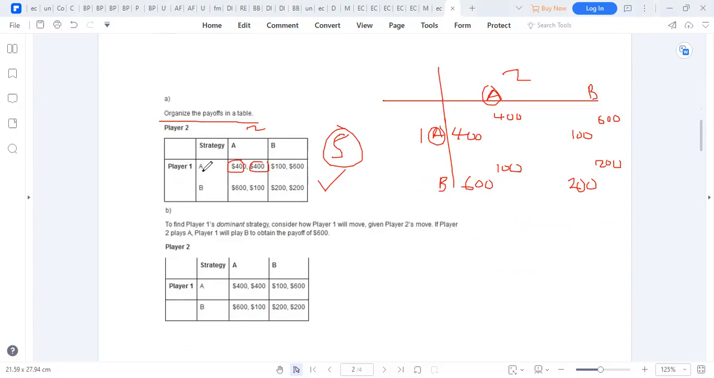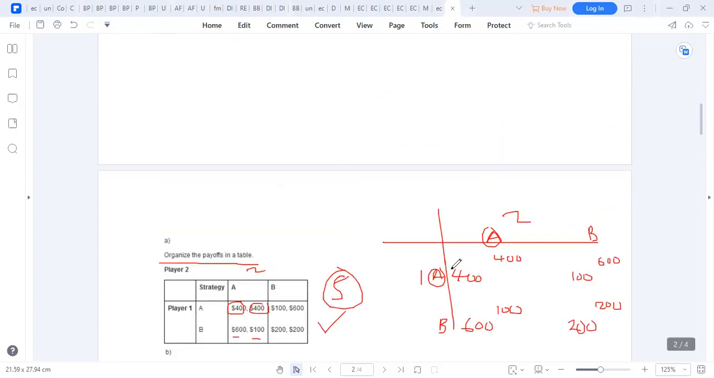Player 1 chooses strategy A, player 2 chooses strategy A, they make 400, 400. If player 1 chooses strategy B and player 2 chooses strategy A, player 1 will make 600, player 2 will make 100. If player 1 chooses strategy A and player 2 strategy B, player 1 will make 100, player 2 will make 600. If both choose strategy B, they'll make 200 each. This is the table in the normal form. Is that clear?